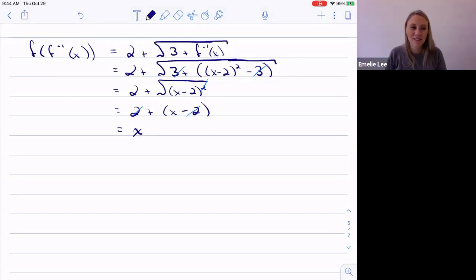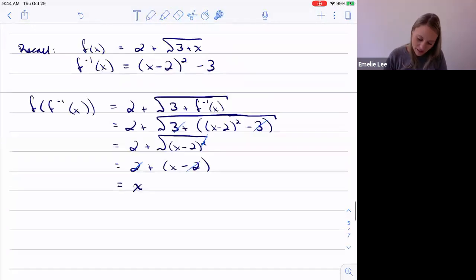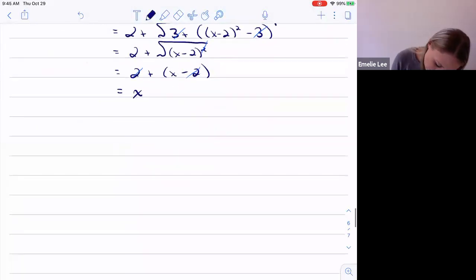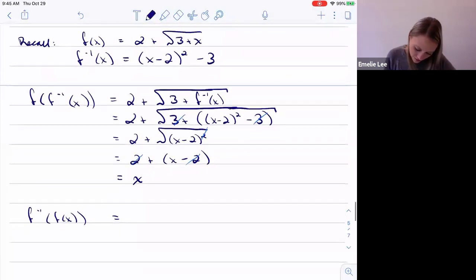It's a good feeling, right? What does that tell us? Well, it tells me that this inverse that we found is probably the right inverse, because if we're able to show that one of them equals x, then the other one should equal x as well. So let's go ahead and do the inverse composed with the function and just make sure that they are. So now the inverse composed with the function, the inverse is (x minus 2) squared, so that becomes f of (x minus 2) squared minus 3.